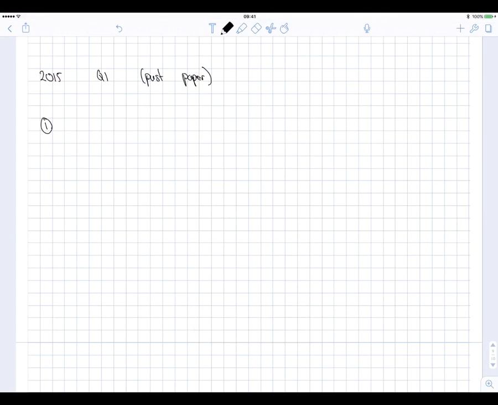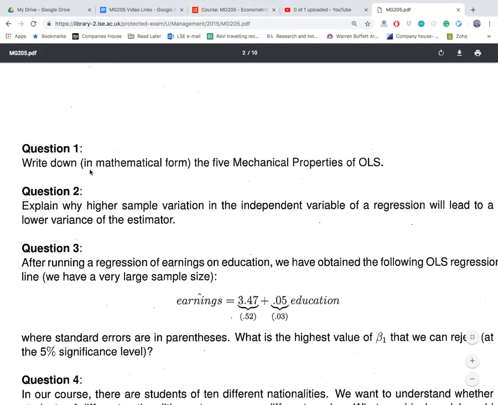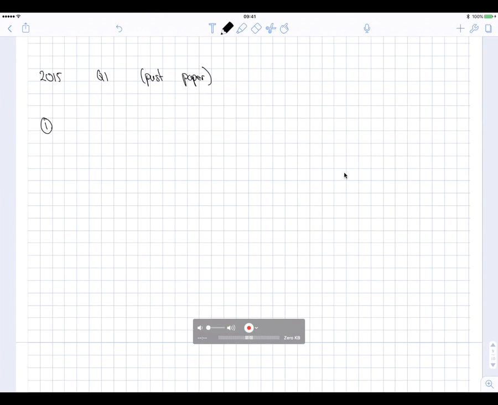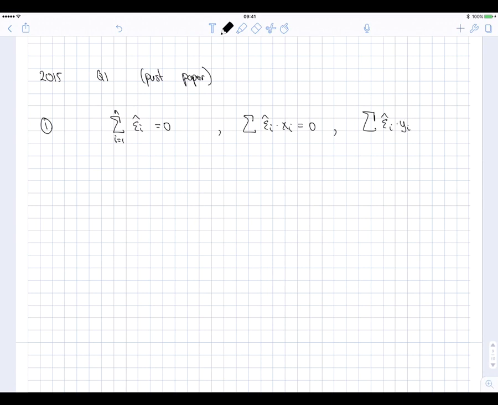Someone going on this exam, the question says, write down in mathematical form the 5 mechanical properties of OLS. So you're only required the mathematical forms of this, okay? So sum of epsilon i hat, i going from 1 to n, is equal to 0. That's 1. Sum of epsilon i hat times xi is equal to 0. That's the second one. Sum of epsilon i hat times yi hat is also equal to 0.